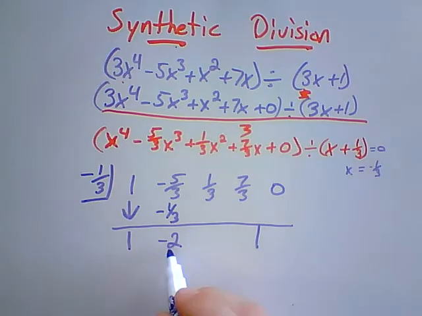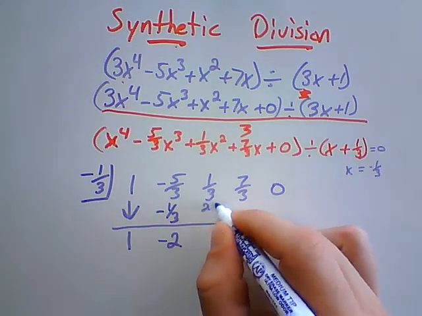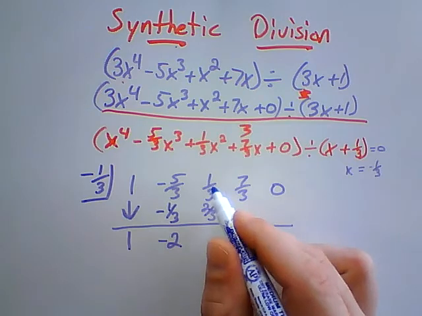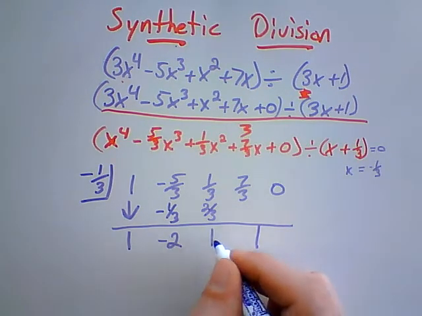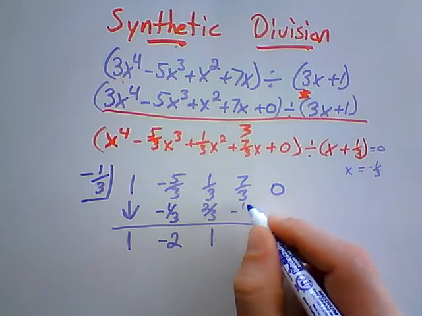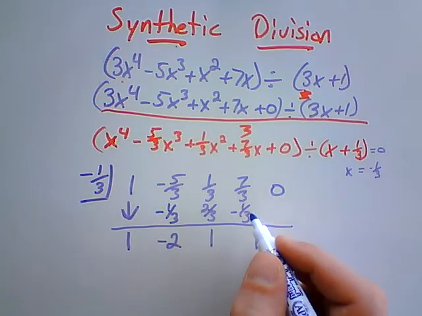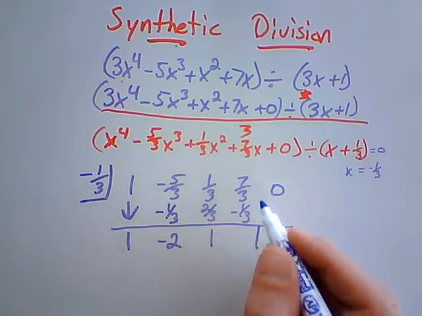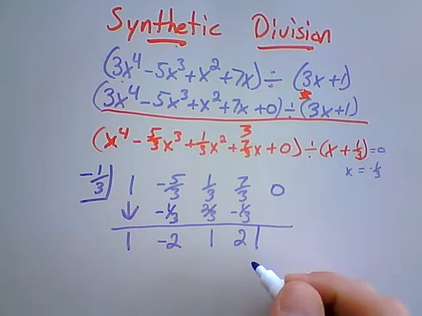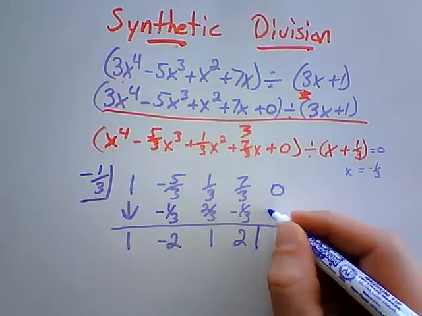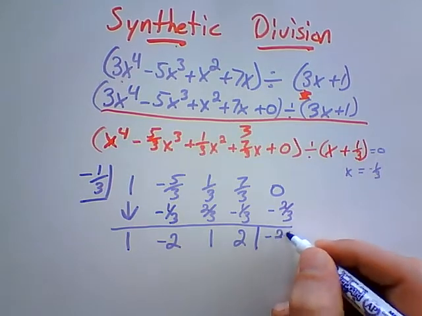Alright? Negative 2 times negative 1/3 is positive 2/3. 2/3 and 1/3 are 3/3, which is just 1. 1 times negative 1/3 is negative 1/3. Right? Negative 1/3 and 7/3 is 6/3, which is also just 2. And 2 times negative 1/3 is negative 2/3. So my remainder is negative 2/3.